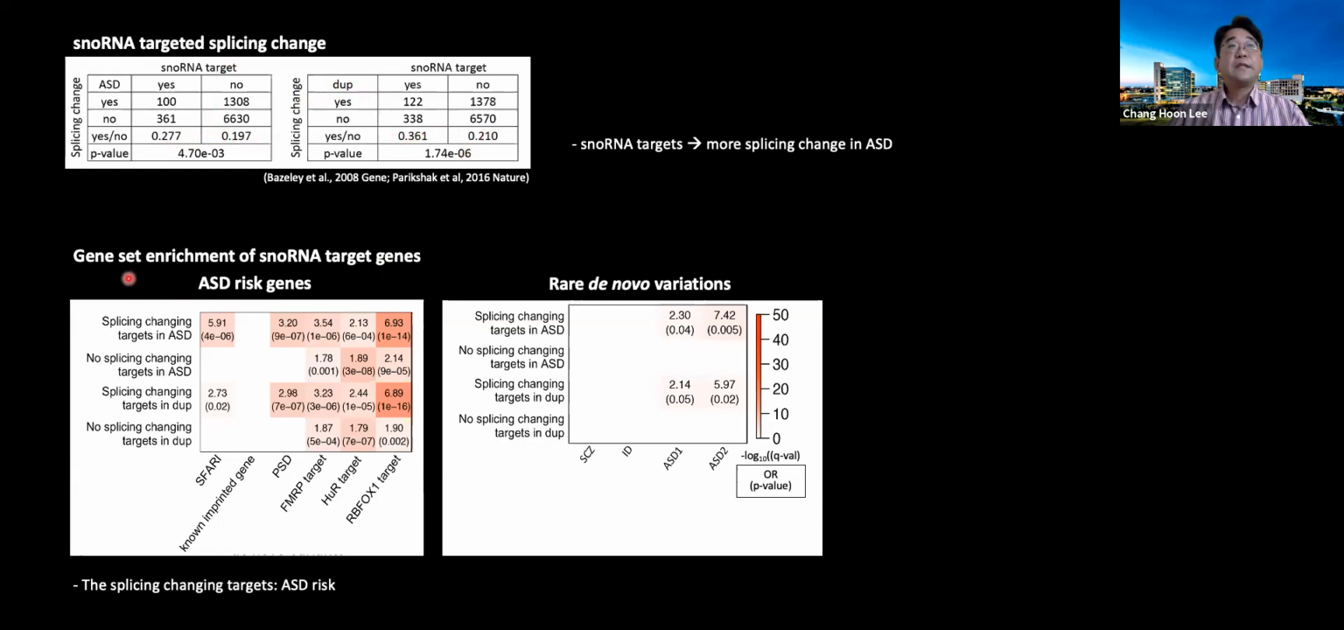When I did the gene enrichment study with the snoRNA target genes, splicing changes in targets in ASD have high enrichment with the SFARI genes as well as other ASD risk genes, but very weak enrichment in non-splicing target genes in ASD. The same pattern was also shown in dup15q patients. Also, when I consider rare de novo variants, only these two show a high enrichment with ASD patients.